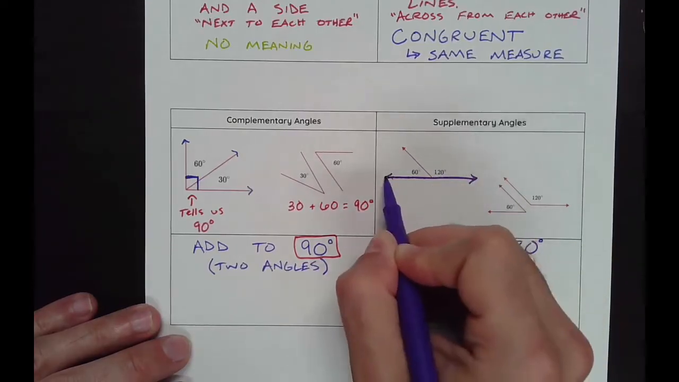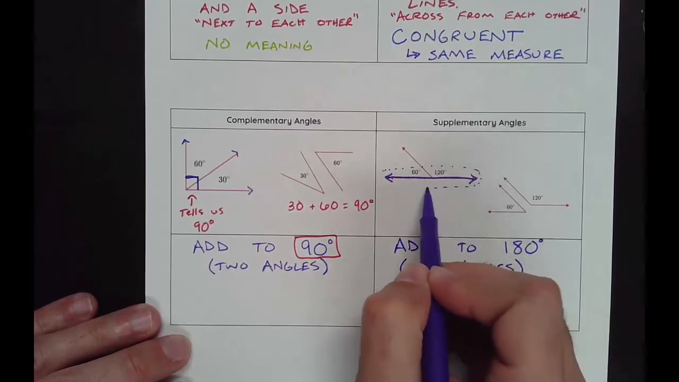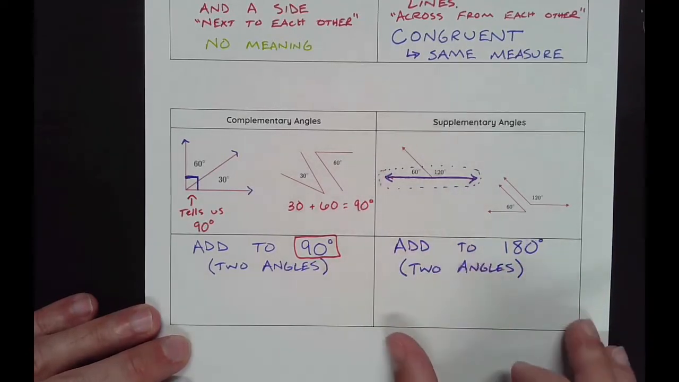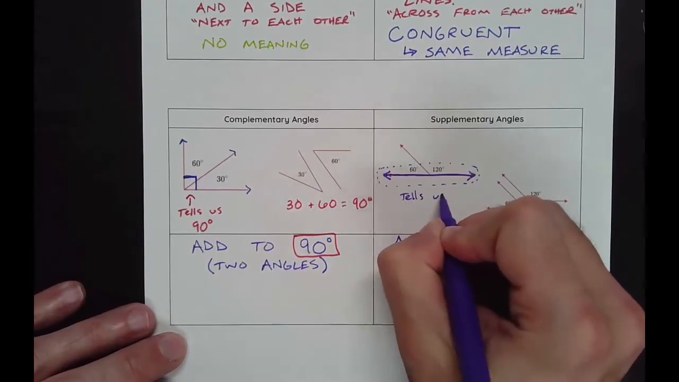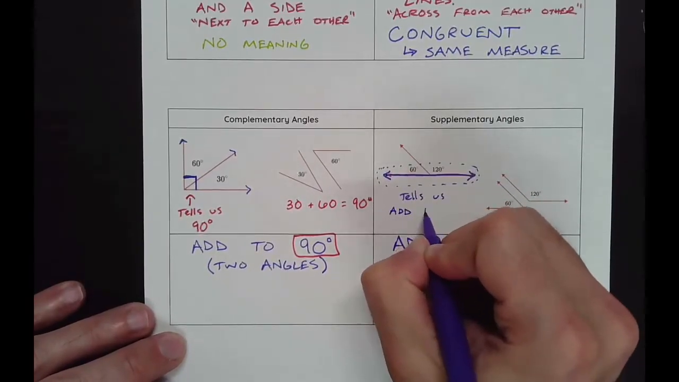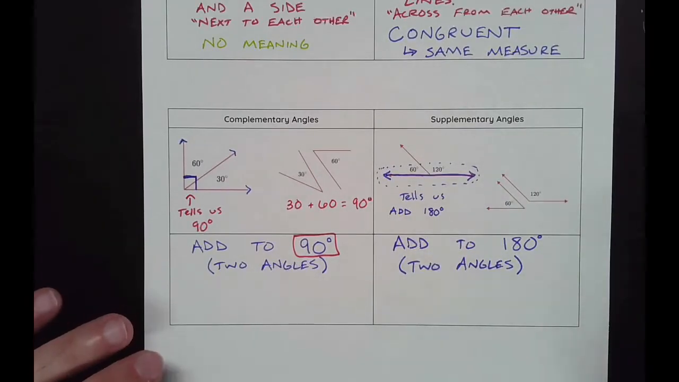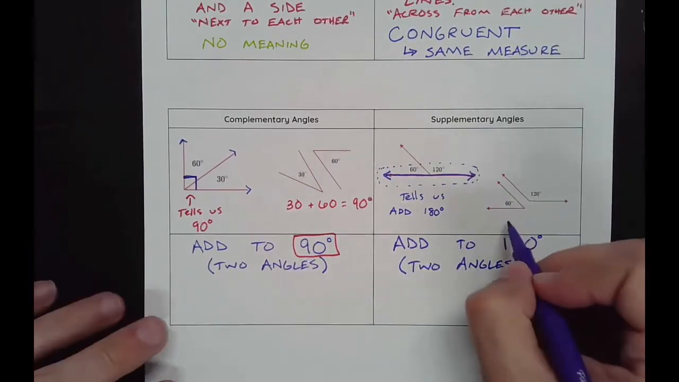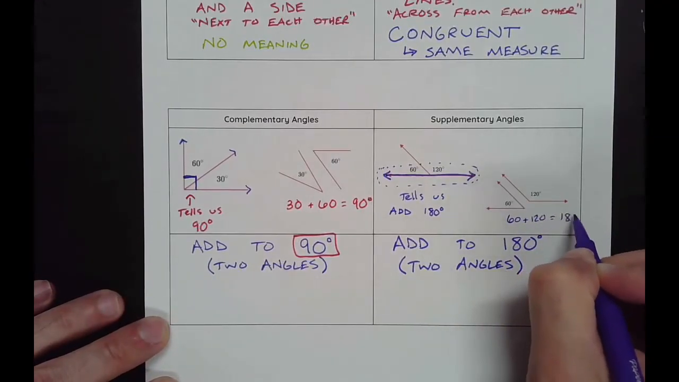So this line is super important to look for when they're pushed together like that or they're adjacent, because that tells us that it adds to 180. In our non-adjacent example, we know that 60 degrees plus 120 degrees equals 180 degrees.